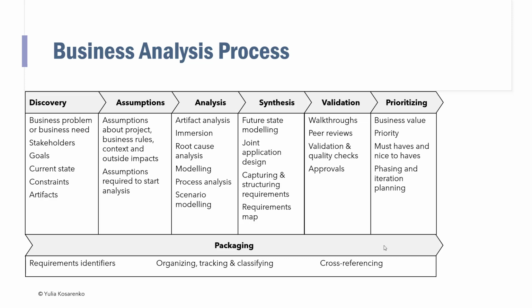We will talk about how do we do business analysis, and this is what you can visualize this process like. You will start with discovery, or you will discover business problems, needs, what are the stakeholders, what's happening in the current state. We'll make some assumptions that will help us to start analysis. Then the actual analysis happens, and then the synthesis of the future state, along with validation, prioritizing, packaging, and structuring.